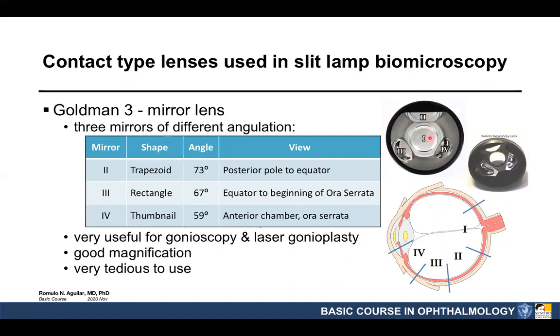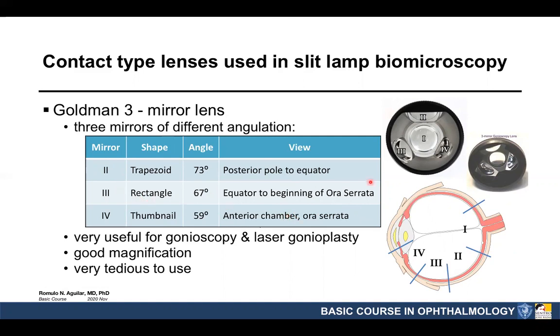There are 3 mirrors. The central part is actually transparent, but for all intents and purposes, they sometimes refer to this as the first mirror. So the second mirror is trapezoid in shape. It is angled at about 73 degrees, and you can see from the posterior pole here to the equator. This is the scope of mirror number 2, the trapezoid mirror.